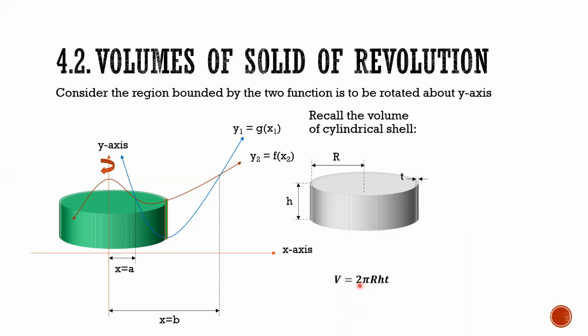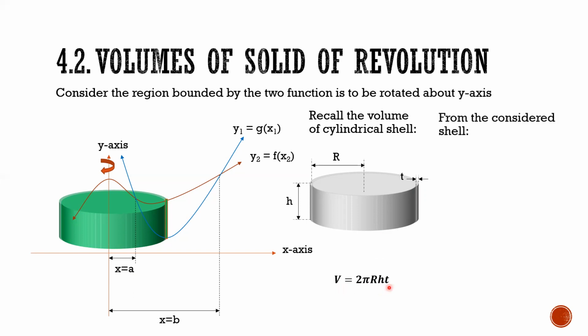The term 2 pi r represents the circumference. Multiply that with the thickness, and that is going to represent the area of the base or the upper portion of that particular shell. And then if you multiply that by the height, that is going to give you the volume. So this is the formula to be recalled.